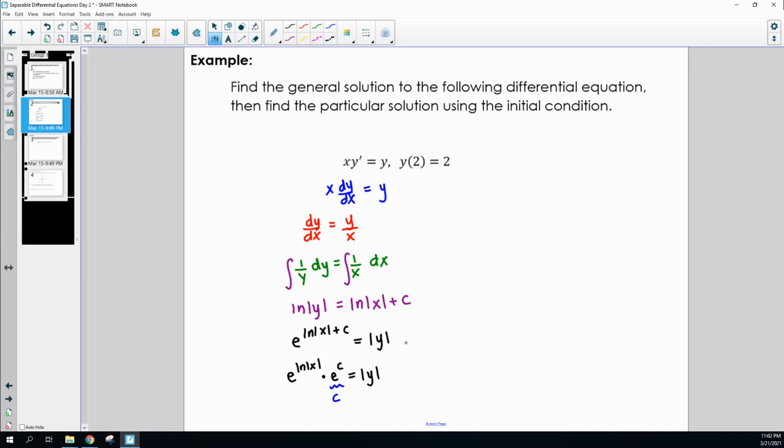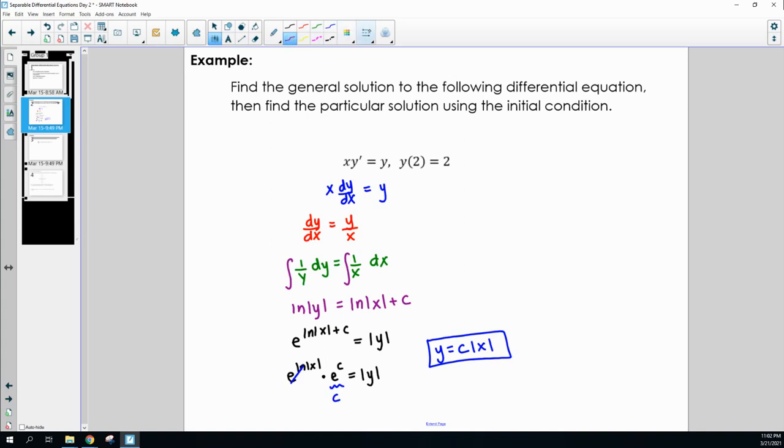So what I end up with here is, I can drop the absolute value bars on the y, so I'll say that y is equal to the constant c, and then these will cancel out, and I'll be just left with the absolute value of x. So this is my general solution.